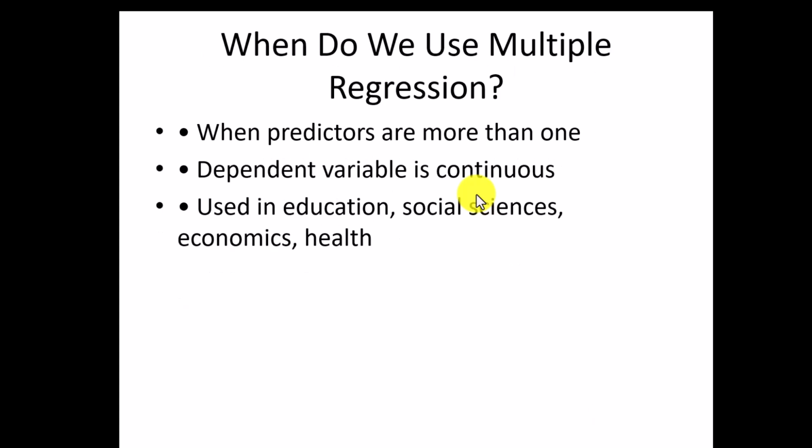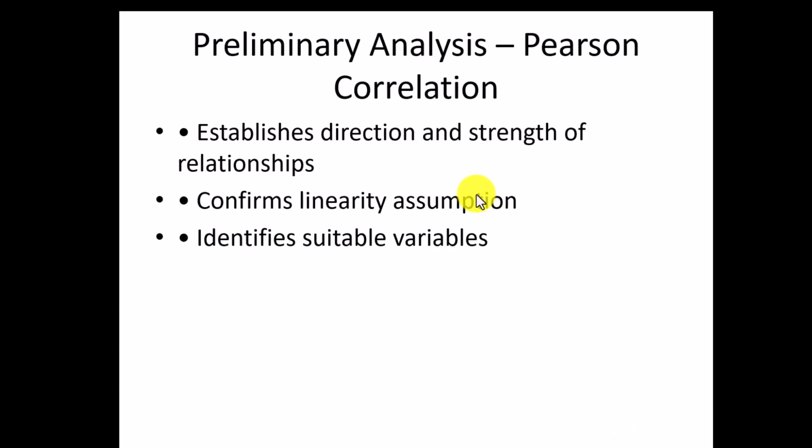So, when do we use multiple regression? When the predictors are more than one and when the dependent variable is continuous. The independent variable ought to also be continuous. Both variables must be on the continuous scale. It is important because it's used in education, social sciences, economics, and health.